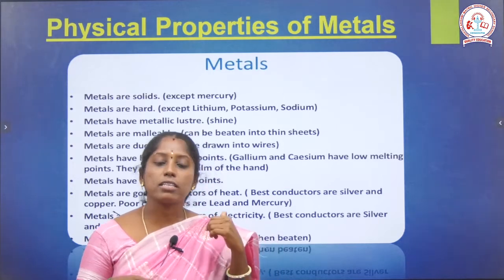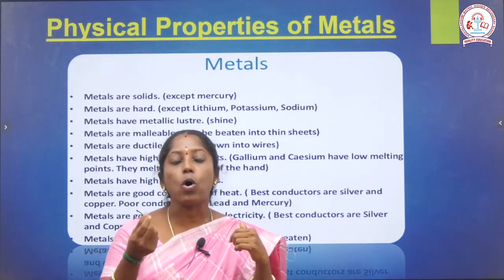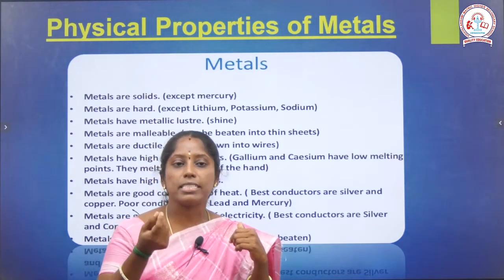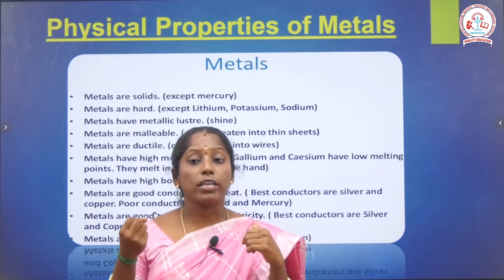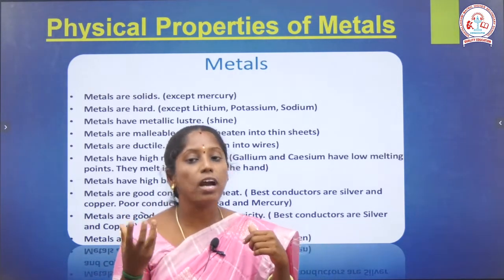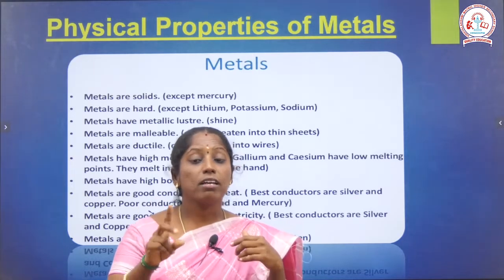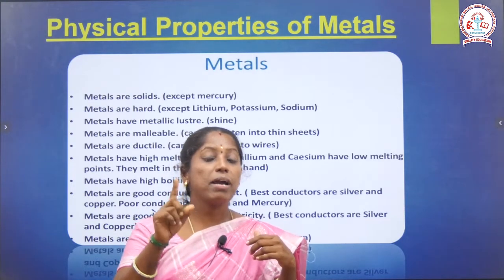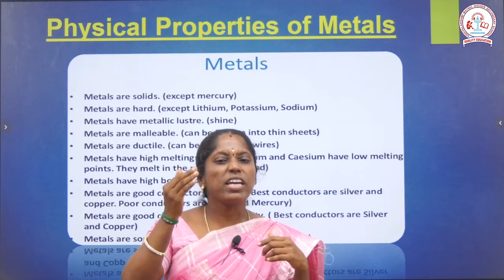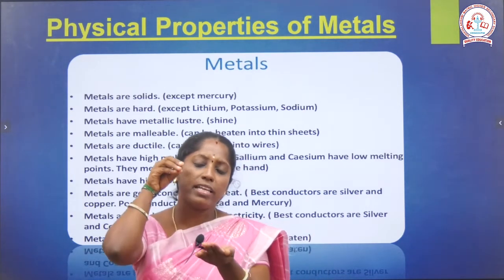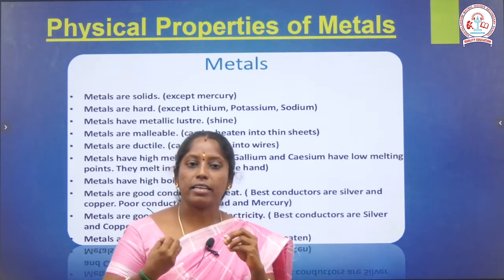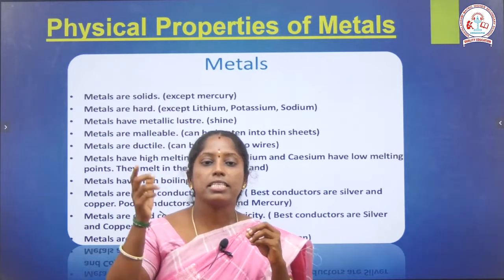The next one is ductile. Make it thin wires. You know that all the wires are made up of metals only. Then high melting point. However much you heat, it will not melt. Okay, except two metals. What is that? Gallium and cesium. These two metals have very low melting points. Even if we keep them in our palm, they will melt.